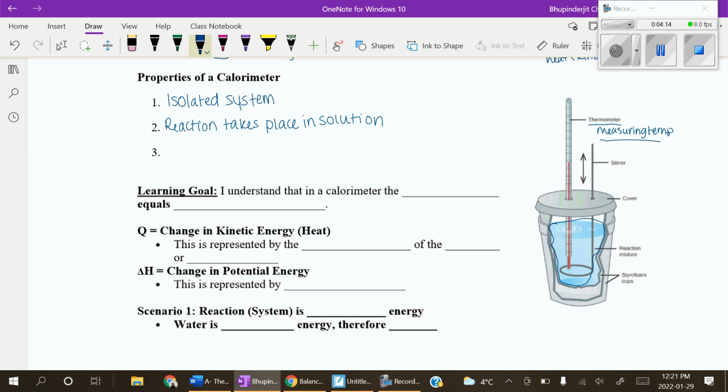And the last one, we're going to be measuring the temperature. Like I said, the thermometer is so important. We're going to measure the temperature change of water, and this is going to be how we discover how much energy is transferred. So the temperature change of water will indicate the amount of energy transferred.